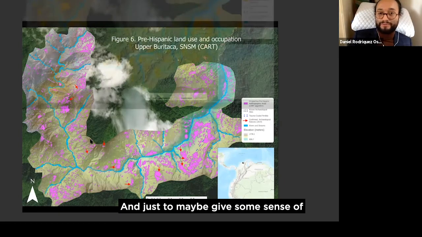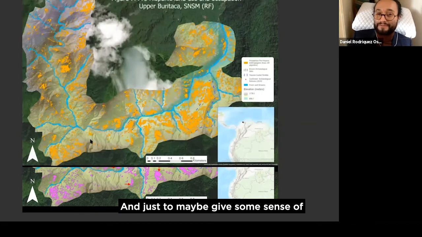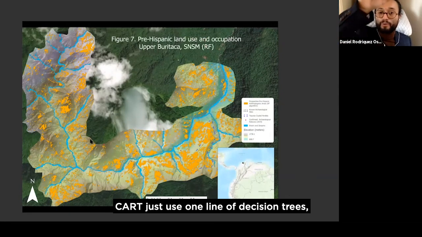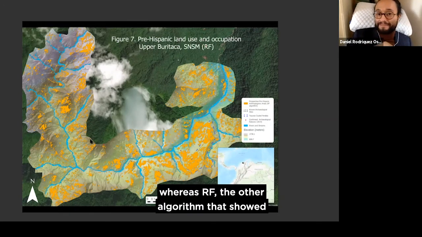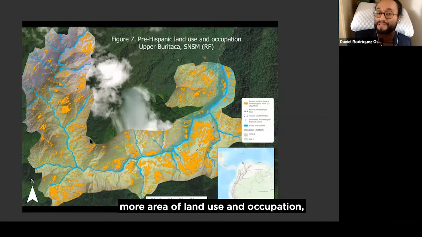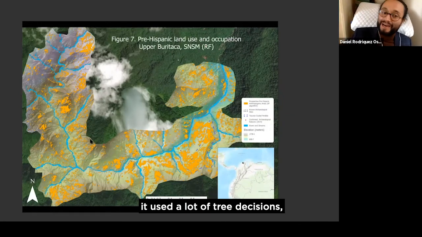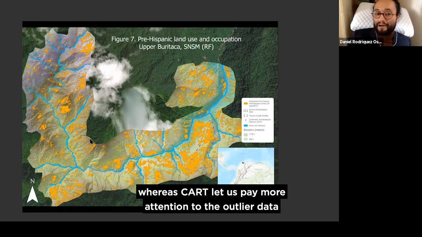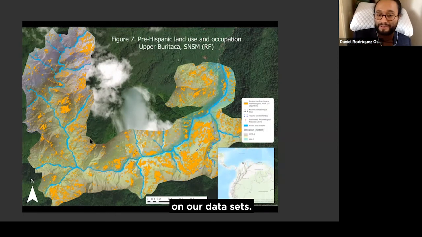And just to give some sense of the differences between RF and CART: CART uses just one line of decision trees, whereas RF, the other algorithm that showed more area of land use and occupation, used a lot of tree decisions. So it kind of silenced the outliers, whereas CART let us pay more attention to the outliers in our data set.